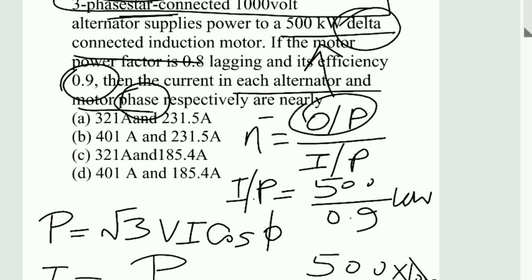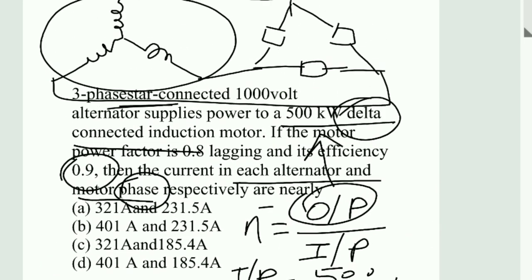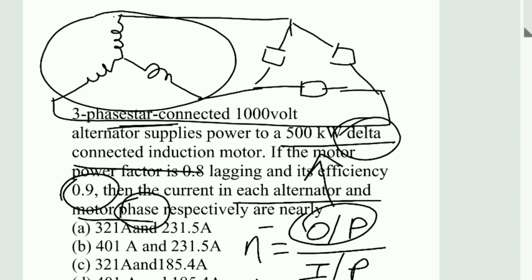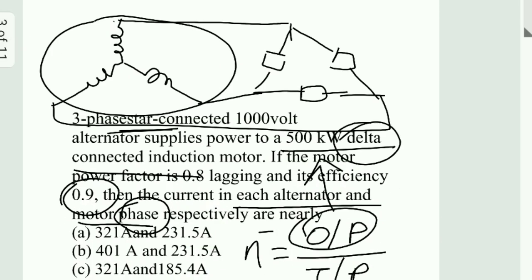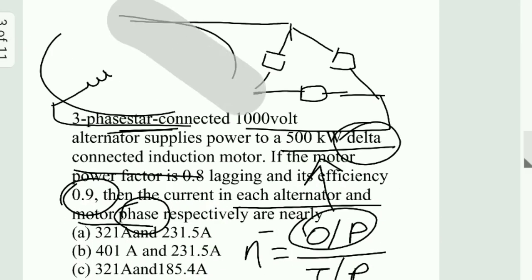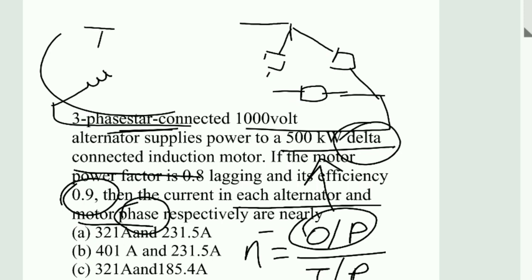Now what is the current in the motor phase? So as you can see, motor is delta connected. We know for the delta connected network, phase current equals line current by root 3. Remember it guys, for delta connected network, phase current equals IL by root 3, and for star connected network, I phase equals IL.